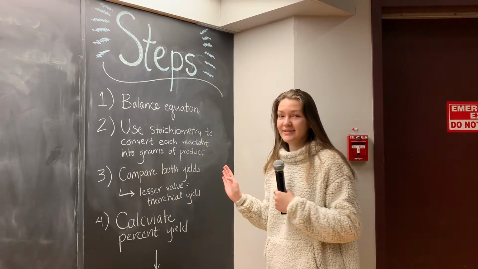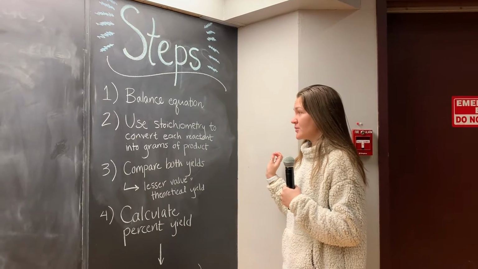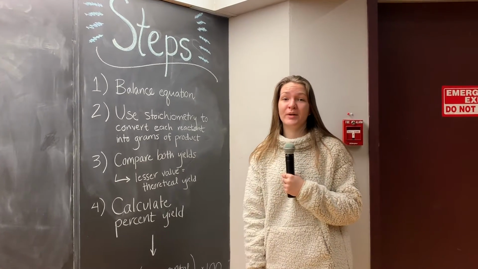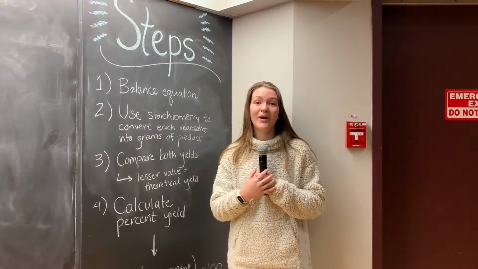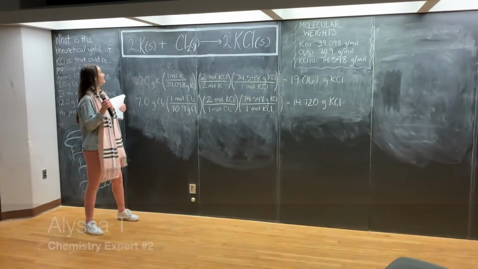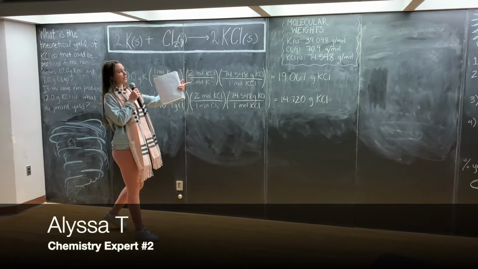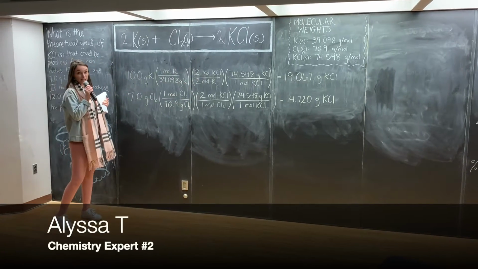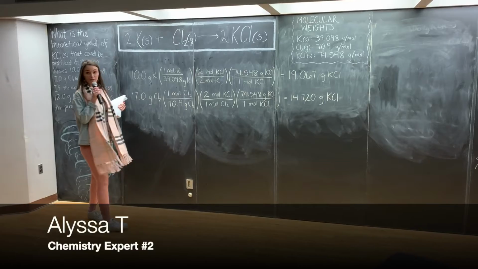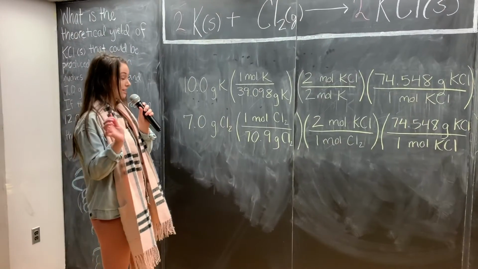We're on to our next step, which is to use stoichiometry to convert each reactant into grams of product. I'll now bring in my next chemistry expert. Using the balanced equation and the molecular weight listed over here, we're going to convert grams of reactants to grams of products in order to solve this problem. Now we need to cancel out our units.